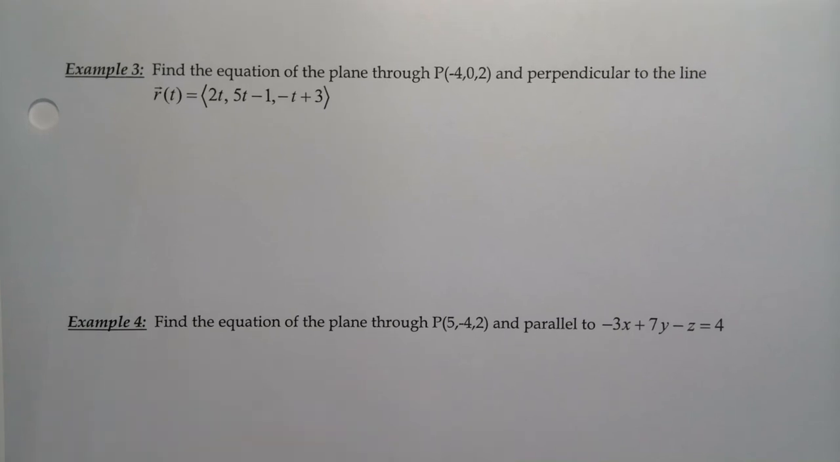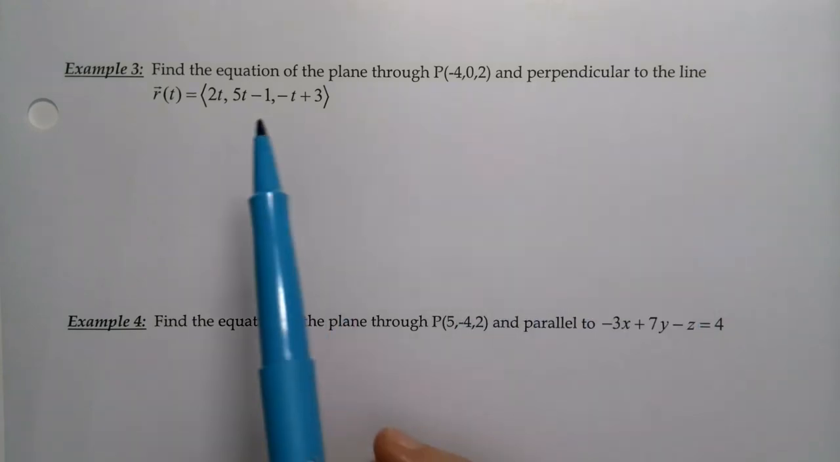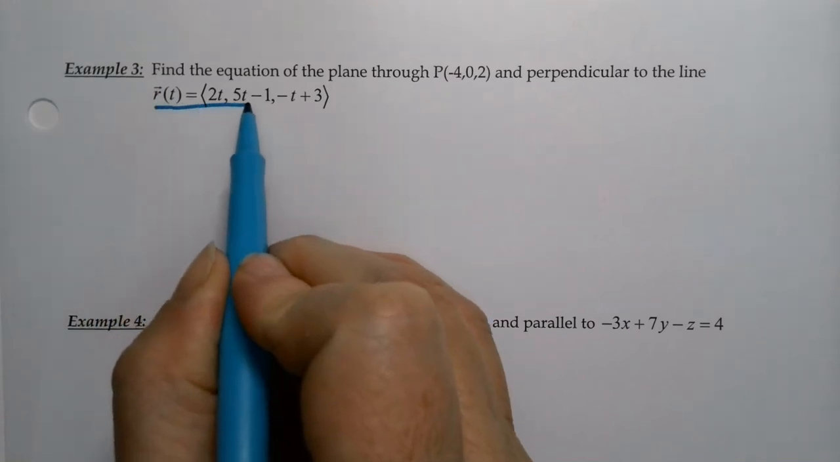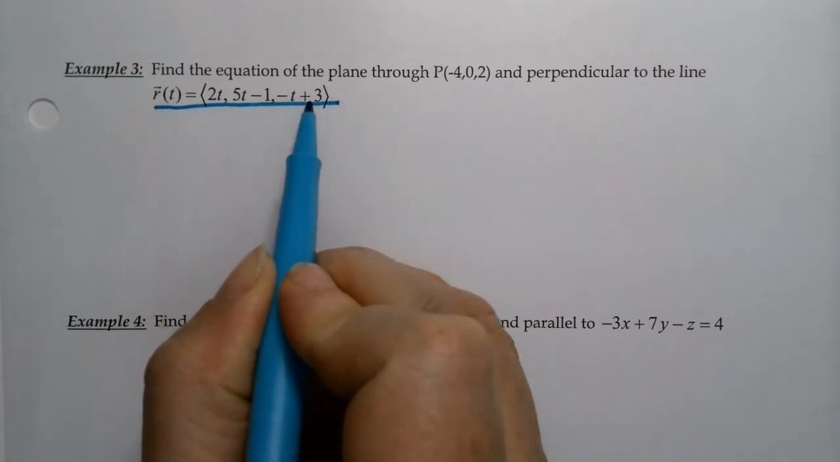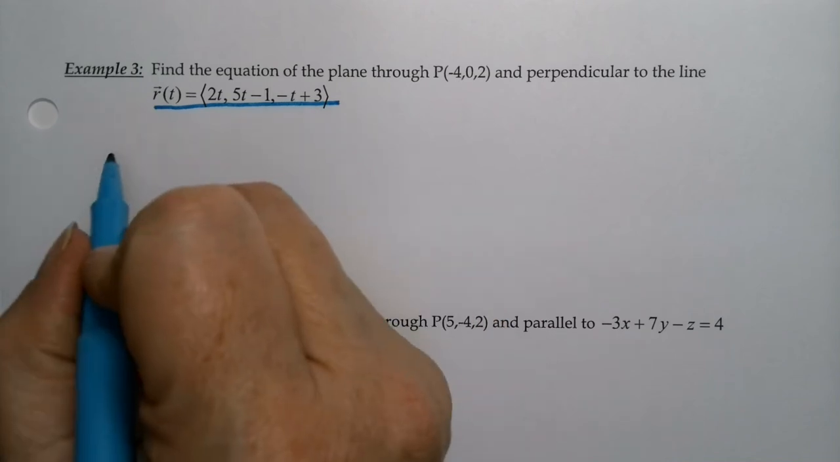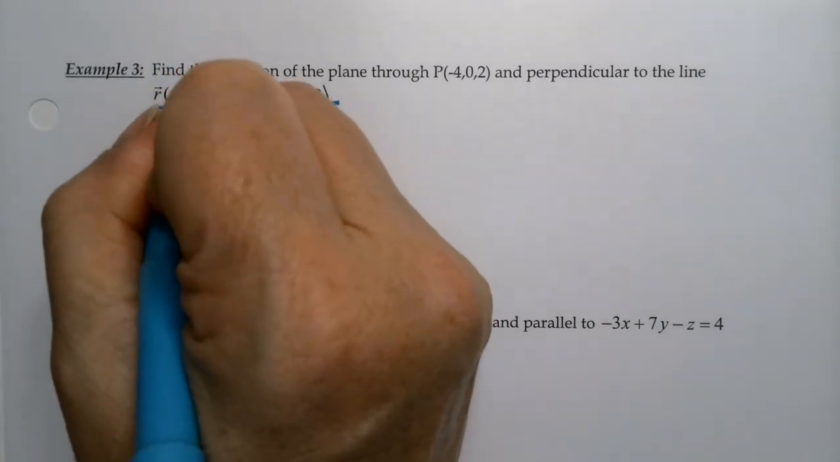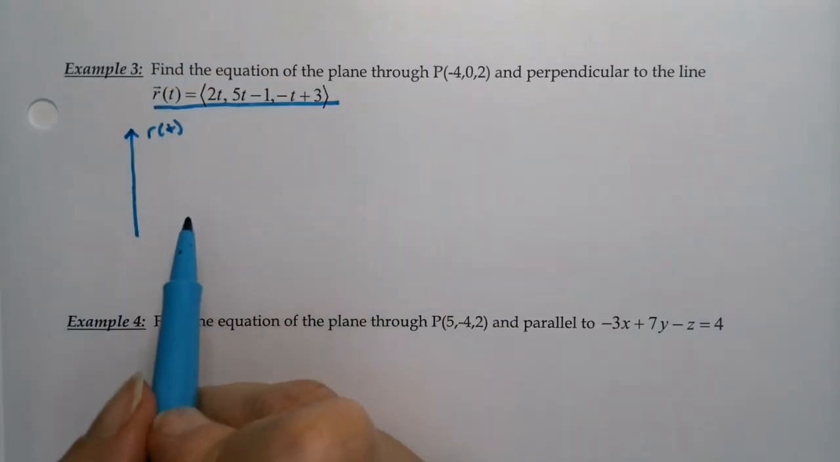For example 3, we want to find the equation of a plane through the point P (-4, 0, 2) that is perpendicular to the line r(t) = (2t, 5t - 1, -t + 3). Now let's think about that for just a second. So you have some line, call it r(t), right? Some vector valued function line.